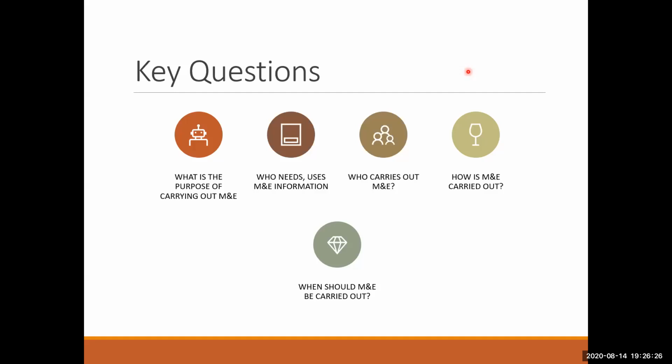So who carries out the M&E? It is the M&E department. And we said there are some resources, like you will need outside resources in the M&E part. How is M&E carried out? We will talk about that in the next slides. When should M&E be carried out? We will talk about it intensively, with a lot of examples.